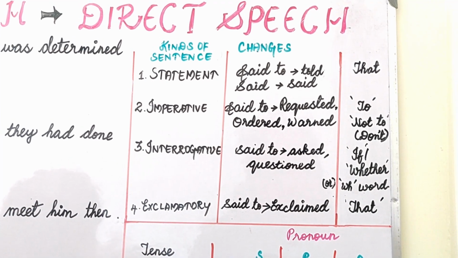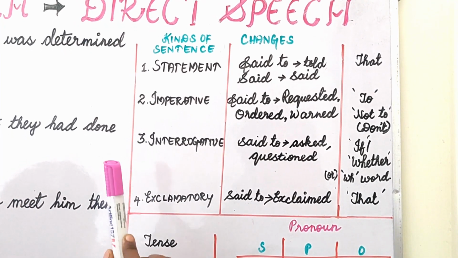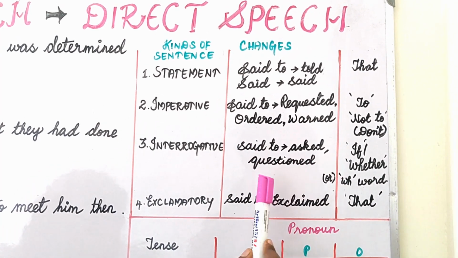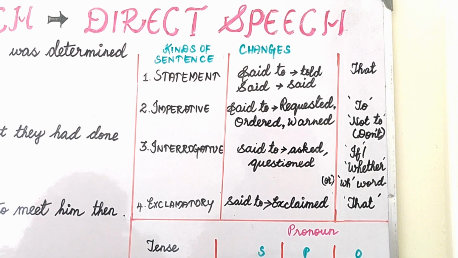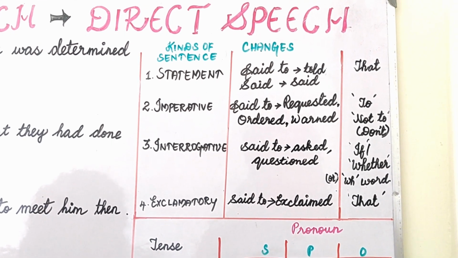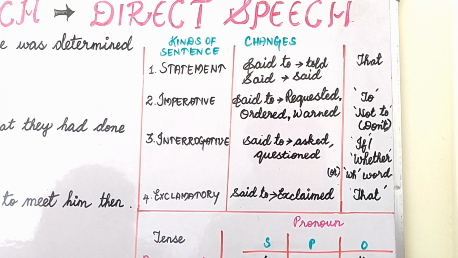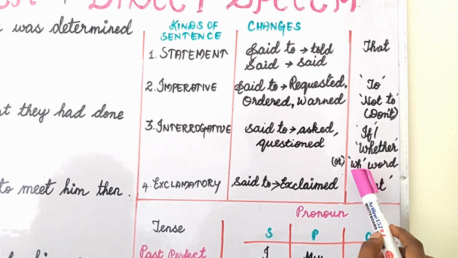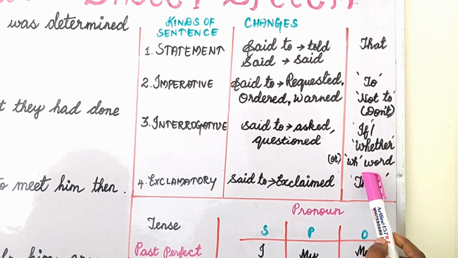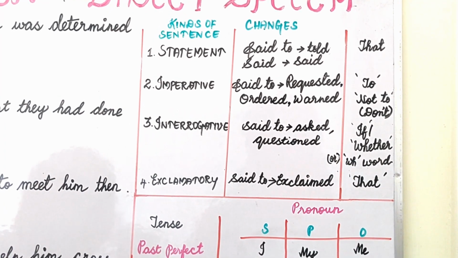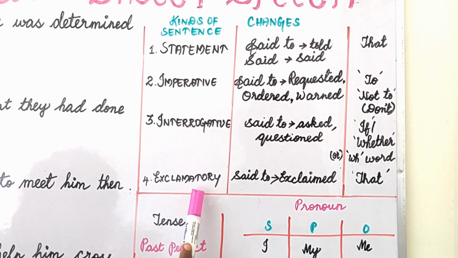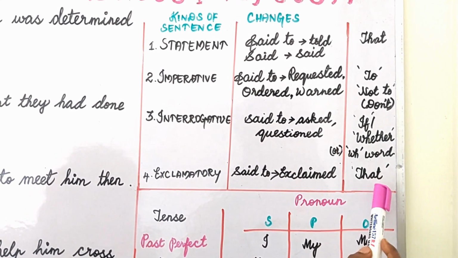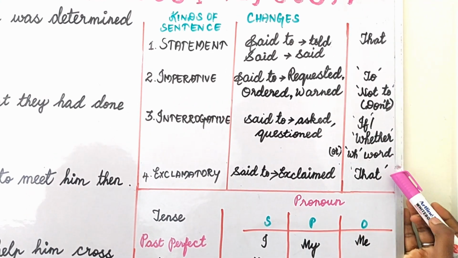Then for the third category of sentence, interrogative: the reporting verb said to has been changed to asked or questioned, isn't it? Then what's the conjunction we have added, based on the question? If it is a yes or no type of question, we have added if or whether. And if it is a WH question, we have added the same WH word as the conjunction, isn't it? Then finally, the exclamatory sentence: said to has been changed to exclaimed. And the conjunction is the same as the statement, that.